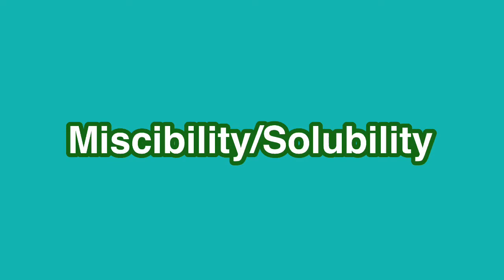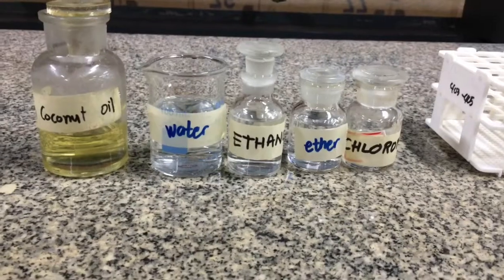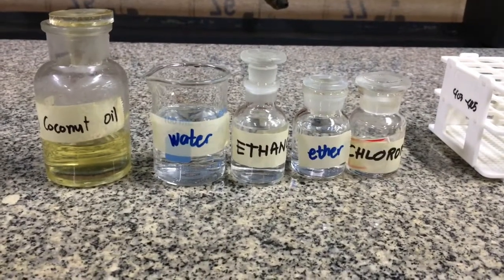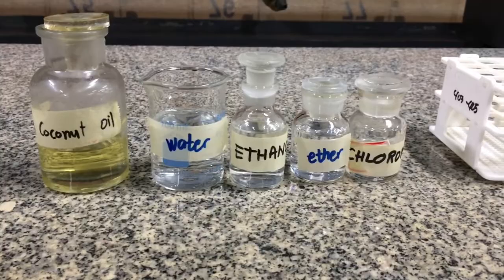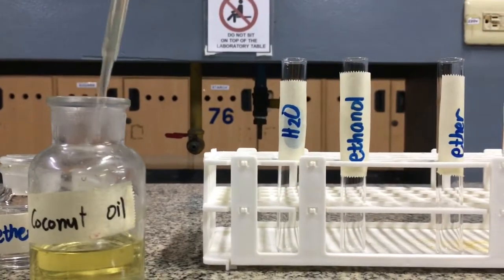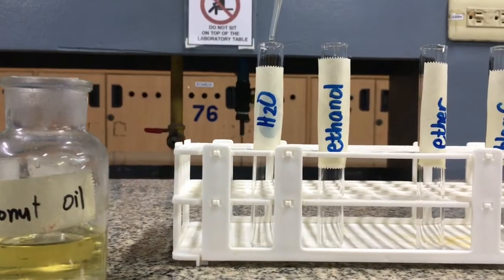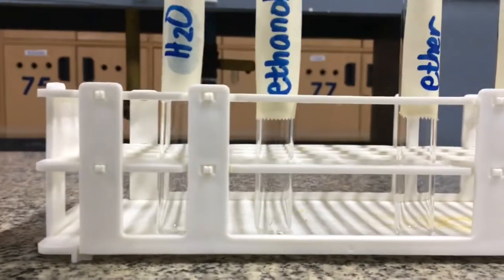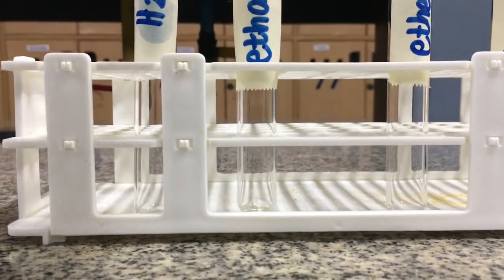Miscibility is used to describe the formation of solution between a liquid solute and a liquid solvent, while solubility is between a solid solute and a liquid solvent. The solvents that we will be using are water, ethanol, ether, and chloroform. To do this, add drops of coconut oil in different test tubes labeled with the name of the solvents that will be used to test its miscibility.